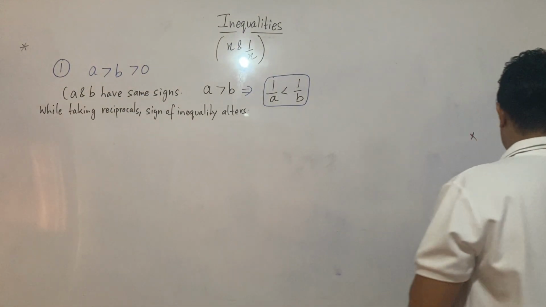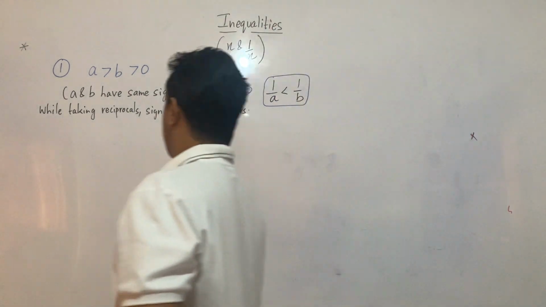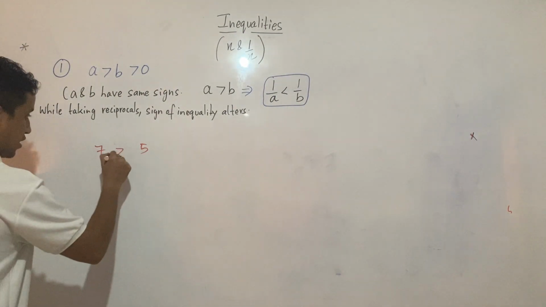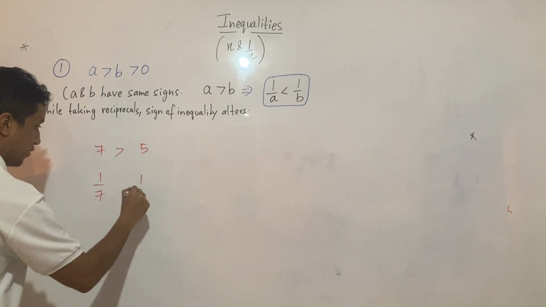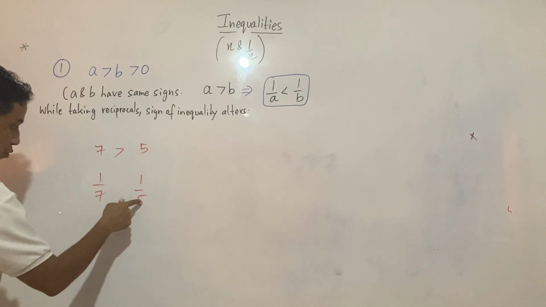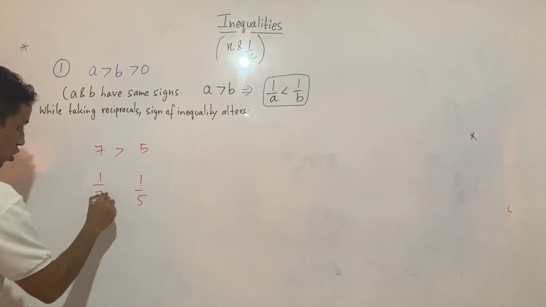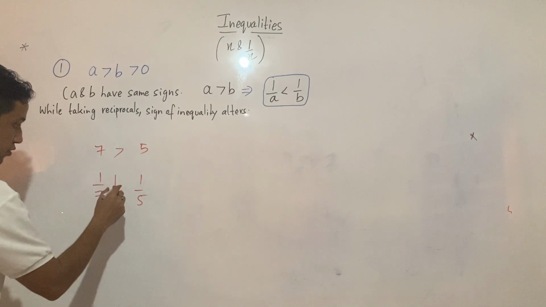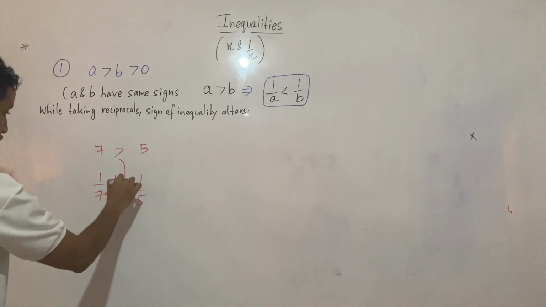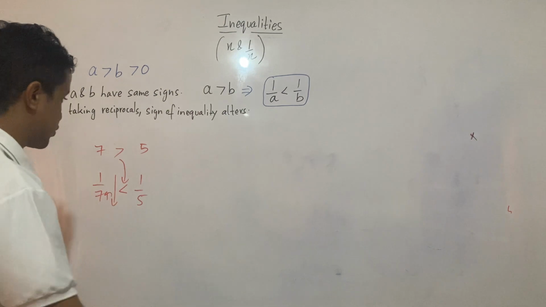Okay, so we'll try to understand it from the example. So here let's say 7 and 5. Okay, which one is greater? 7. If you take the reciprocal, then because this was greater compared to this, right? So overall value will be smaller. So see, the sign has changed. Okay, I hope you understand it.